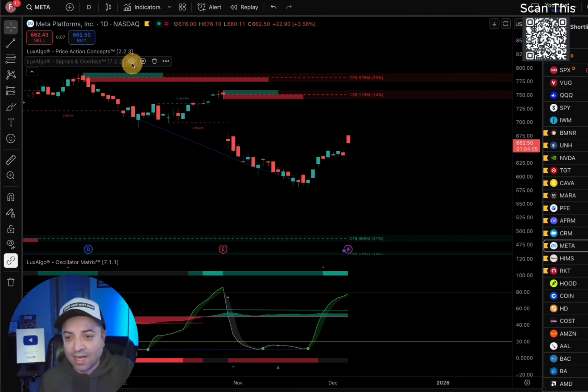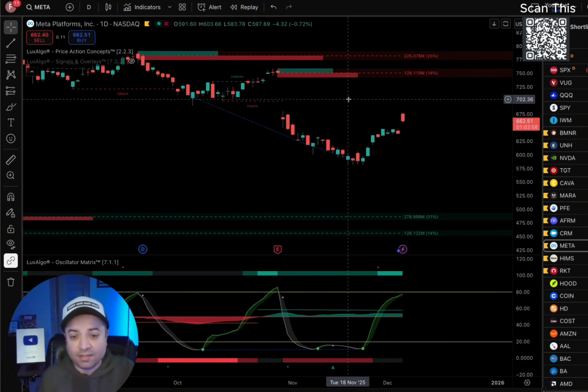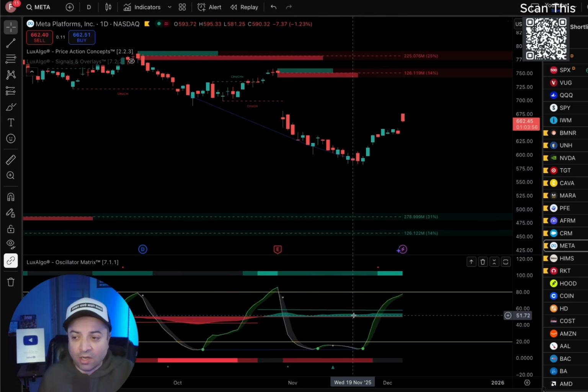So I'm just going to go ahead and hide this. This is what the price action concept looks like. This is primarily what I use along with the oscillator matrix when I'm finding opportunities.